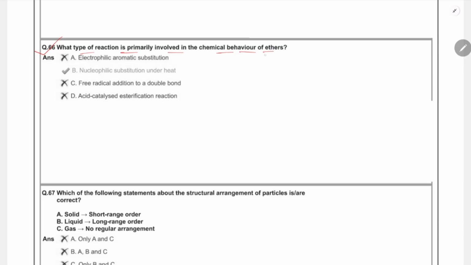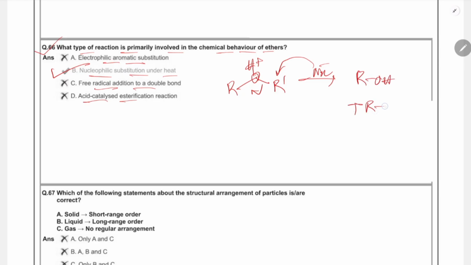In the question number 66, what type of reaction is primarily involved in the chemical behavior of ethers? Basically in ethers, suppose this is an ether, R and R dash, then in acidic condition it will be protonated and the nucleophile will attack this R. Electrophilic aromatic substitution, no, because for that the electrophilicity should be high, but this scenario is not possible. Nucleophilic substitution under heat, that is the correct answer. Free radical, no. Acid catalyzed esterification reaction, no. After that it will generate alcohol plus R1 nucleophile.